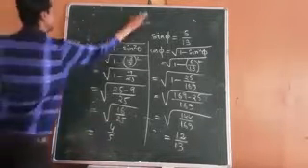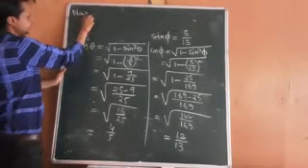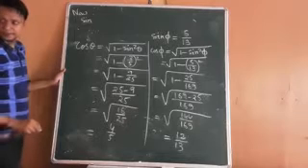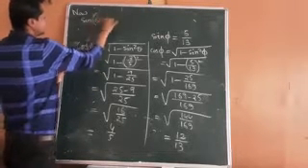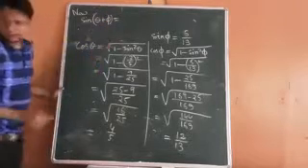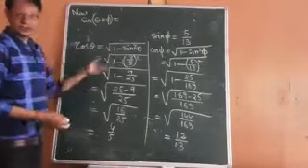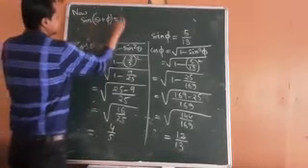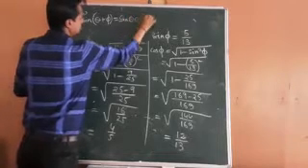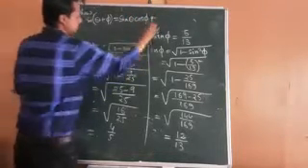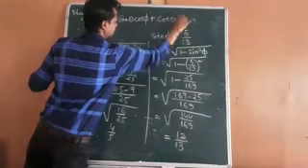Now what is the question? We are asked to find sin of theta plus phi. See the question, sin of theta plus phi. Write the formula and then place the values, you will get the answer. So it is sin A cos B plus cos A sin B.